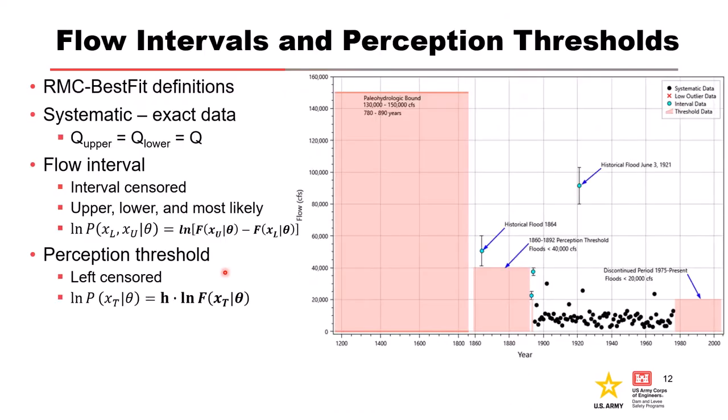So now, this is the same data set we were just looking at for Puebla, but we're looking at it in RMC-BestFit. So just like in Bulletin 17C, systematic data is exact data, meaning the upper and lower bounds for the flow are equal. So it's simply the exact flow measurement.